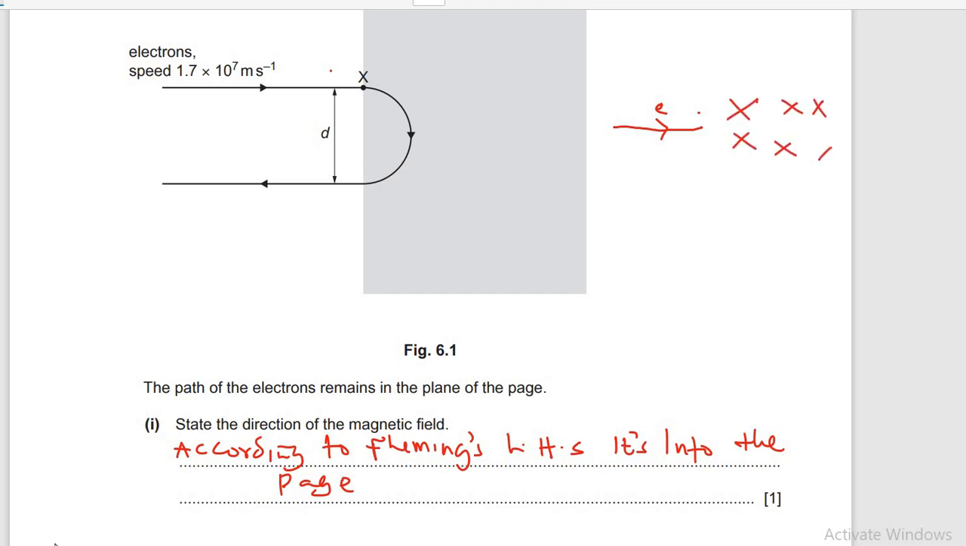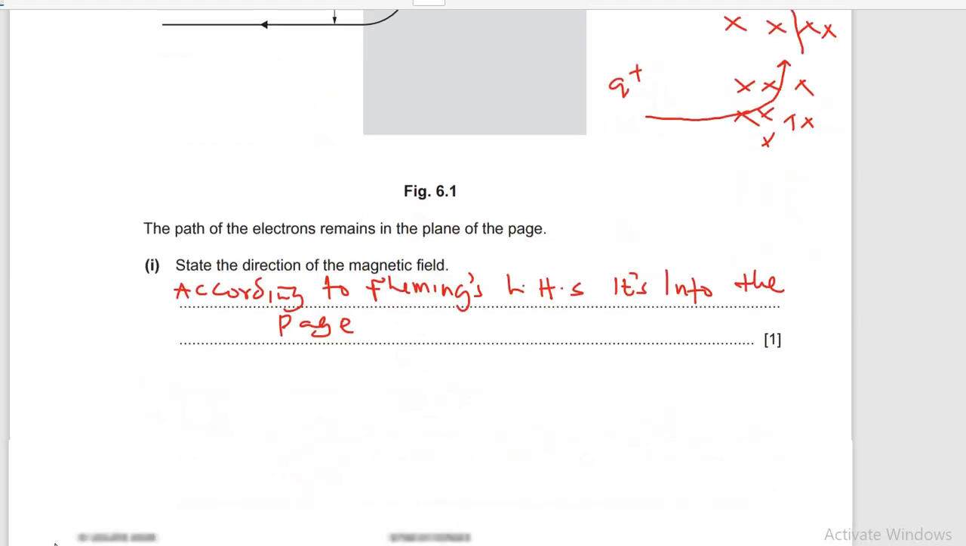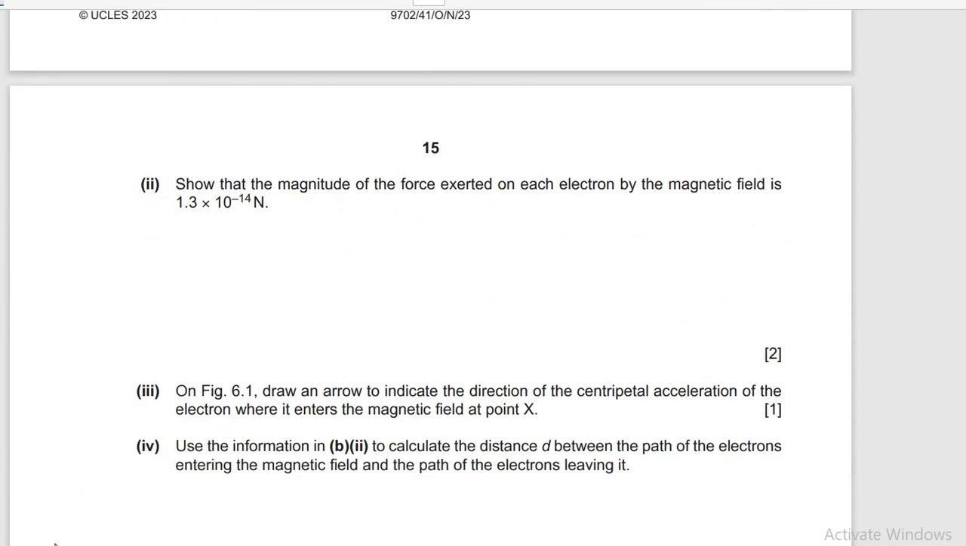If the magnetic field, let's say, this is into the page, X into, and the electron is negative, it will go downward if it's into the page. Assuming it's a proton, for a proton into the page, it goes upward. That's how it works. So according to Fleming's left-hand rule, it's into the page.